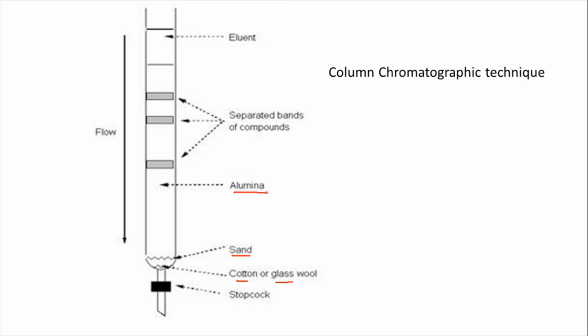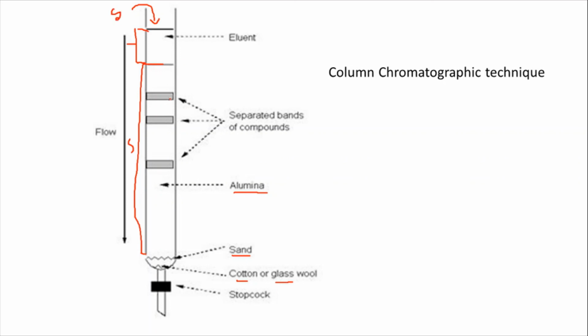Alumina is the famous stationary phase. This area is the length of the column, the area occupied by the stationary phase. This area is occupied by the eluant. After that you add the sample. This is the procedure.